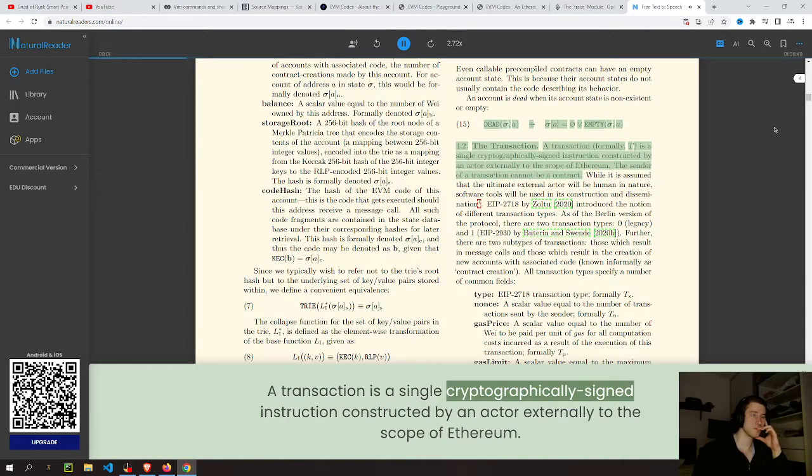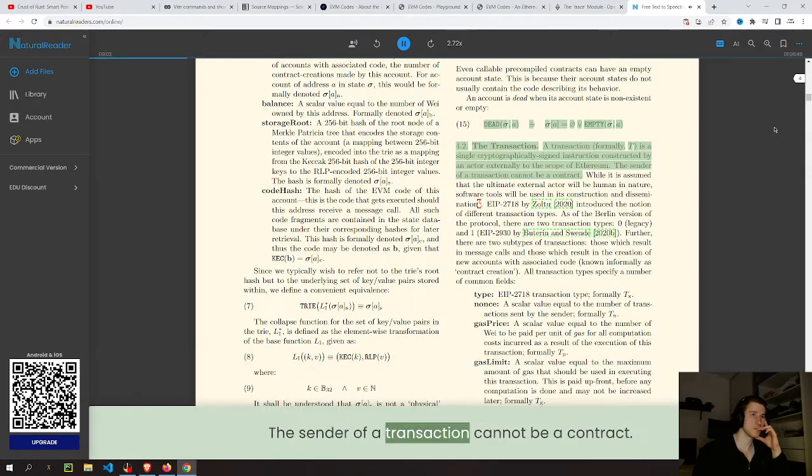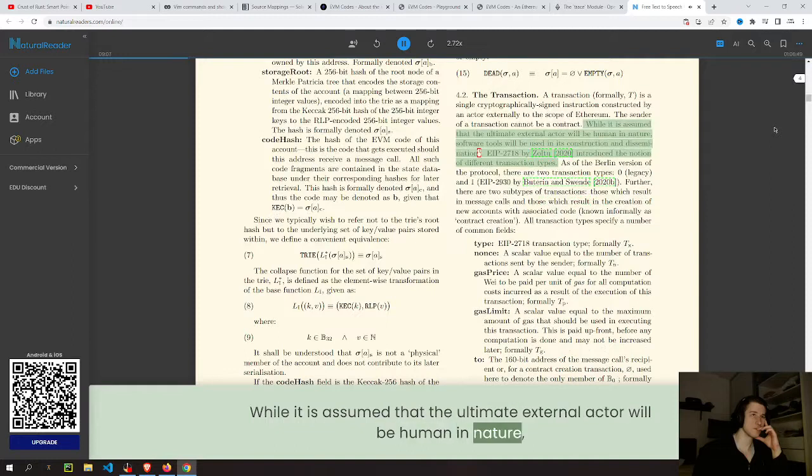4.2. The transaction. A transaction is a single cryptographically signed instruction constructed by an actor externally to the scope of Ethereum. The sender of a transaction cannot be a contract. While it is assumed that the ultimate external actor will be human in nature, software tools will be used in its construction and dissemination. EIP 2718 by Zoltu introduced the notion of different transaction types.